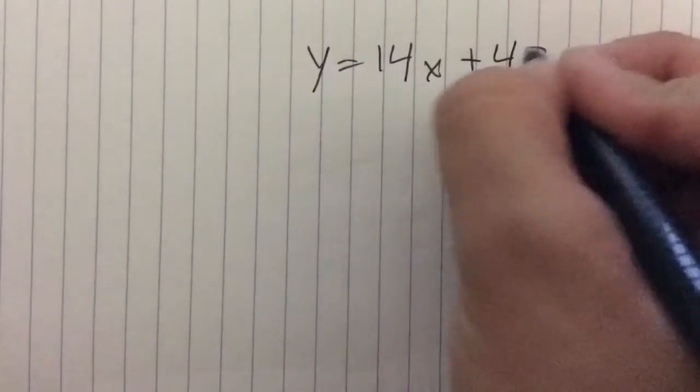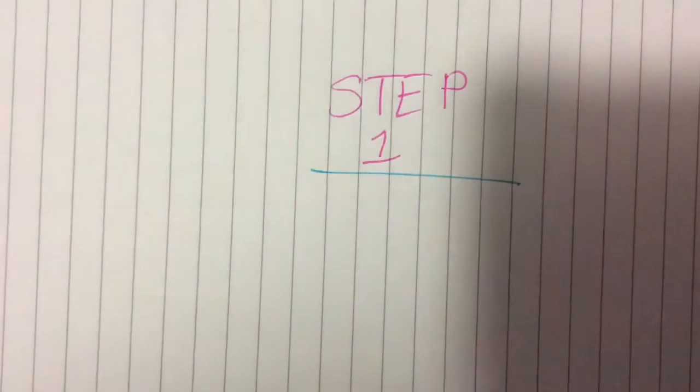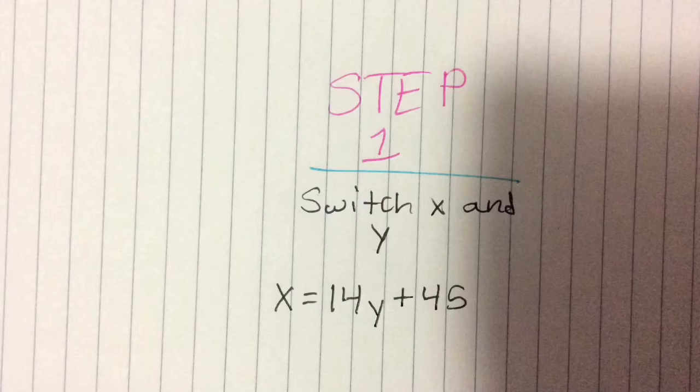Okay, back to math. What we just learned is great if you have a table, but what if you don't have a table? Plus we still don't know how to write an inverse function, that's a little necessary. Step 1, we switch the x and the y. So now we will have x equals 14y plus 45, all topsy-turvy, I know.